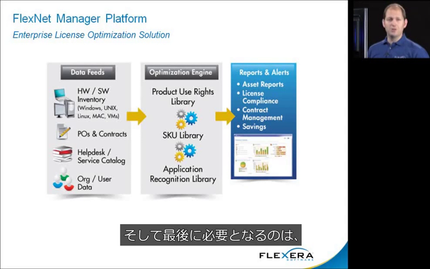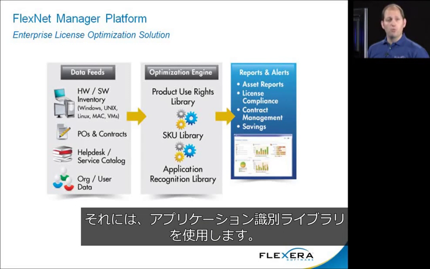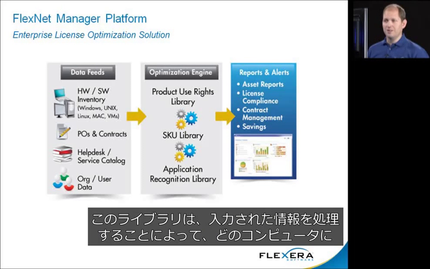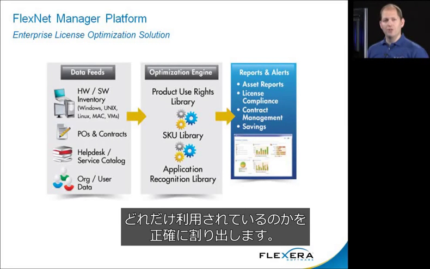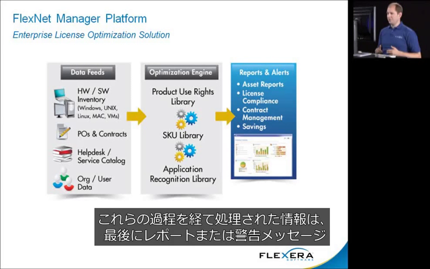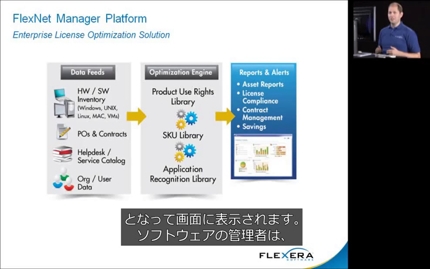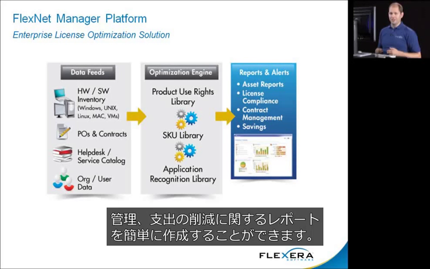And then finally, we need to understand what software is installed on which machines. To understand that, we use the application recognition library, which processes the inventory feeds and understands exactly what software is installed on which machines and the users that use that software and how much it's getting used. Finally, that information gets fed out into the reports and alerts that asset managers use to create their reporting on asset usage, on license compliance, contract management, and any savings that they've found using the technology.